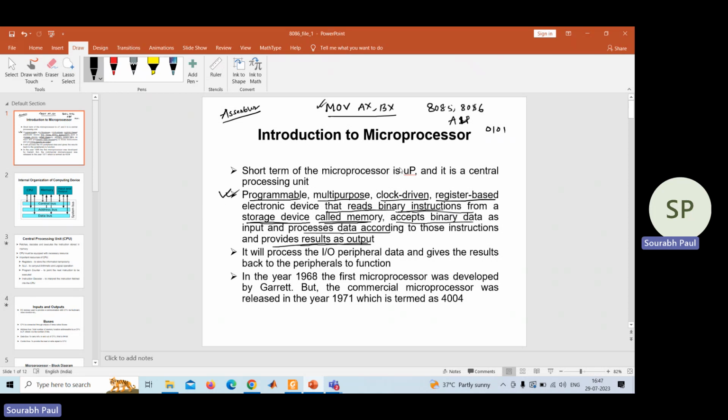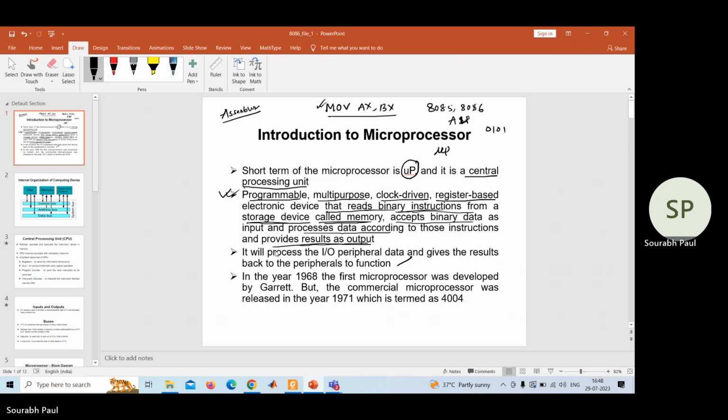Okay. And a microprocessor in short is denoted by µP. This is nothing but a central processing unit. So the processor processes the input output peripherals data and gives the result back to the peripherals. Now, suppose you have some input output device that will be connected through some peripheral component to the processor, and according to the data you give to the processor, it will give some result to the peripheral.